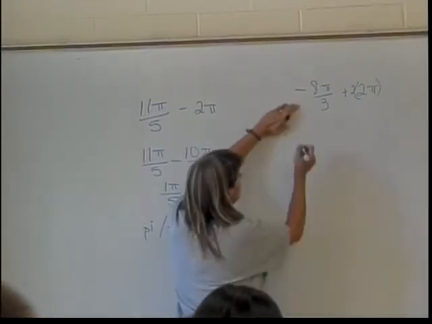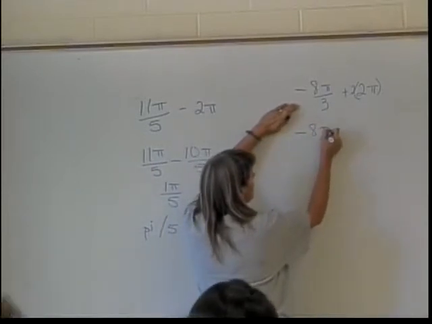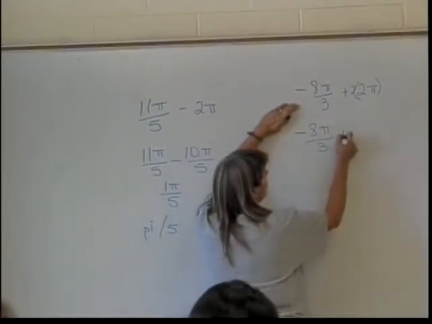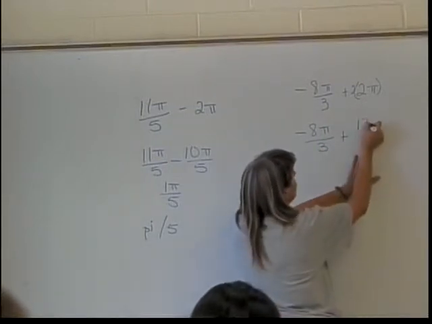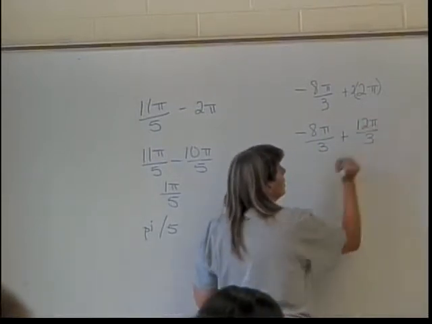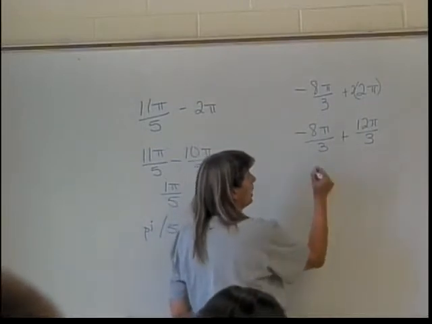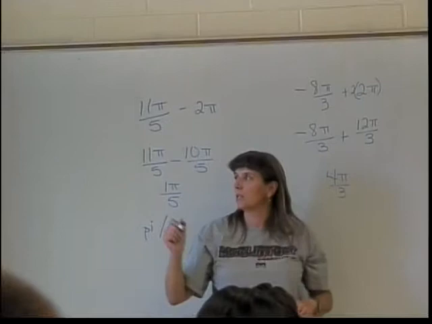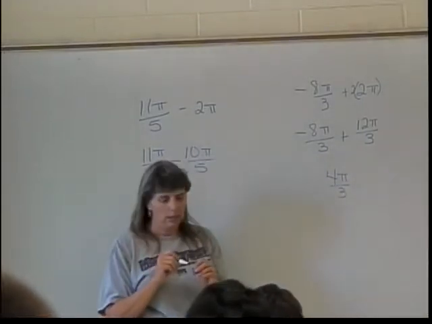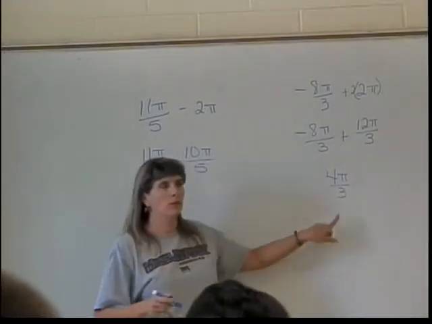So if I'm adding, I will have negative 8 pi over 3 plus, this is 4 pi, so that'll be 12 pi over 3. When I add them together, I end up with 4 pi over 3. Is that where I want to be? Is that between 0 and 2 pi? Yes, it is, so that's the answer for that one.